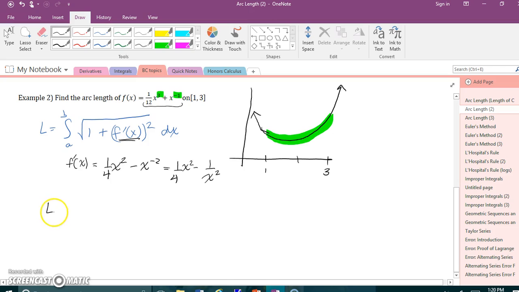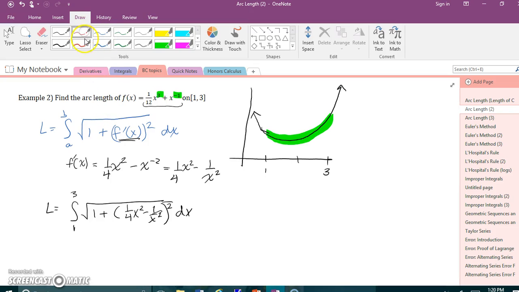So what I'm going to do is plug that into the formula here. So I have the integral from 1 to 3, and I have the square root of 1 plus this squared dx. All right, so you might be looking at this thinking, wow, that looks really ugly. There's no way I can do this by hand. But you can. And again, because this is going to involve some side work, I'm going to do this squaring over here so that my integrand will look a little bit neater.